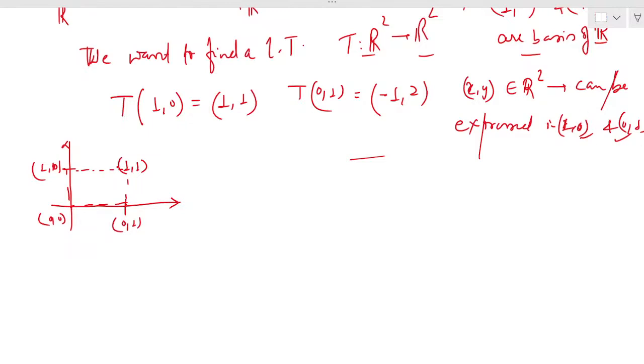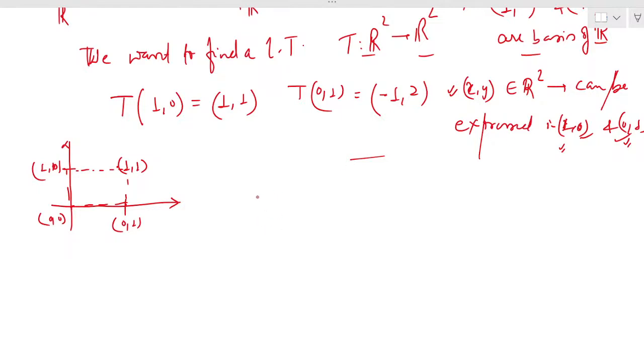Just remember, whenever you are confused with this, just think of (x,y) as x i cap plus y j cap. And what is (1,0)? It is i cap. What is (0,1)? It is j cap. If you are not getting things that way right now, understand that you can think of this as x i cap plus y j cap. Is that clear? I hope it is clear.